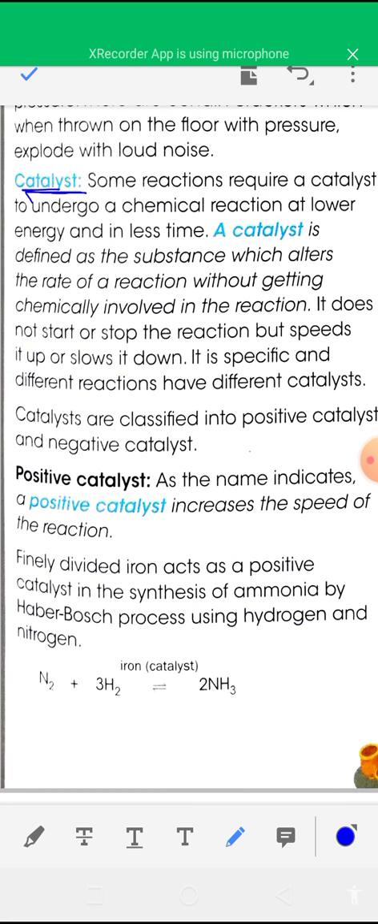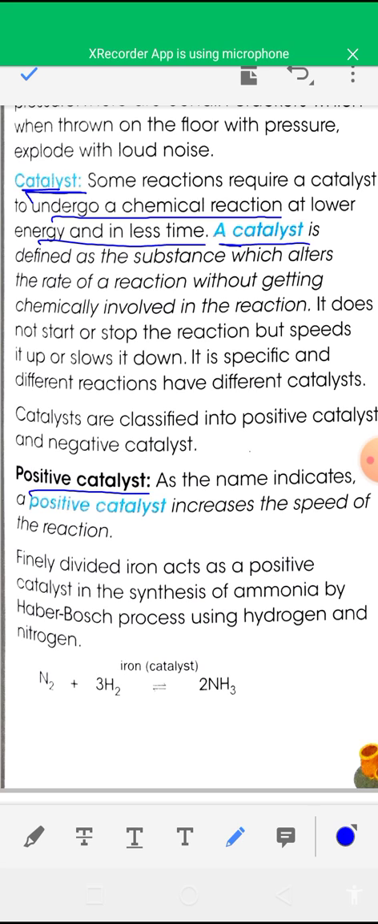Catalysts are chemical substances that can speed up or slow down the rate of a chemical reaction. So the definition of catalyst is given here. Some chemical reactions require a catalyst to undergo a chemical reaction at lower energy and in less time. And catalysts are of two types: positive catalyst. A positive catalyst can speed up the rate of reaction.